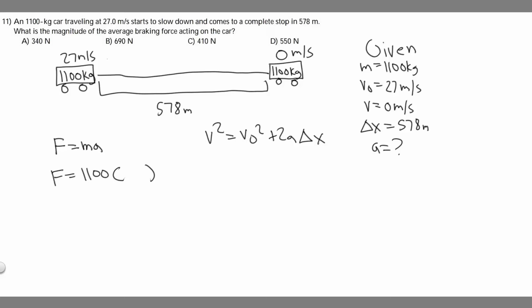In this problem, we're told an 1100 kilogram car traveling at 27 meters per second starts to slow down and comes to a complete stop in 578 meters. What is the magnitude of the average braking force acting on the car?